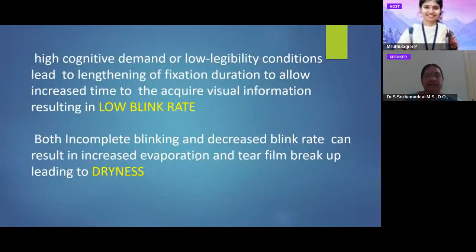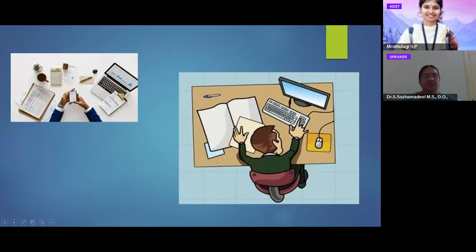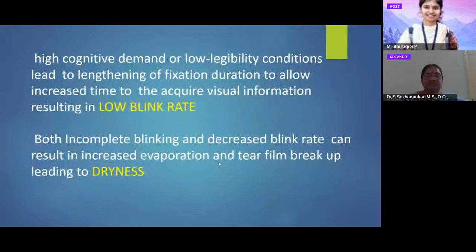Normally we need to blink around 20 times, but here it comes down to 6 to 8 times. Both incomplete and decreased blink rate will result in evaporation of the tear film and lead to dryness. And this will lead to a number of computer vision syndromes. Next.